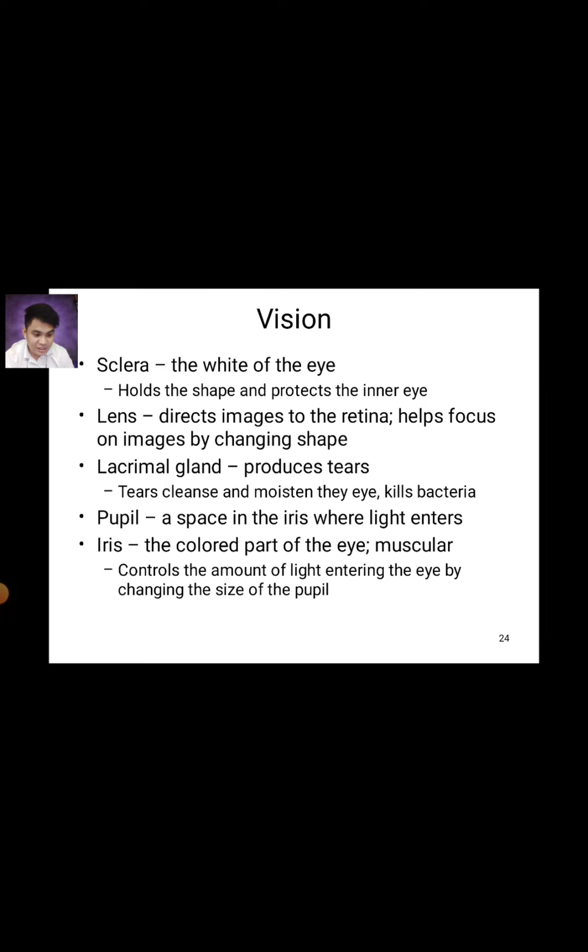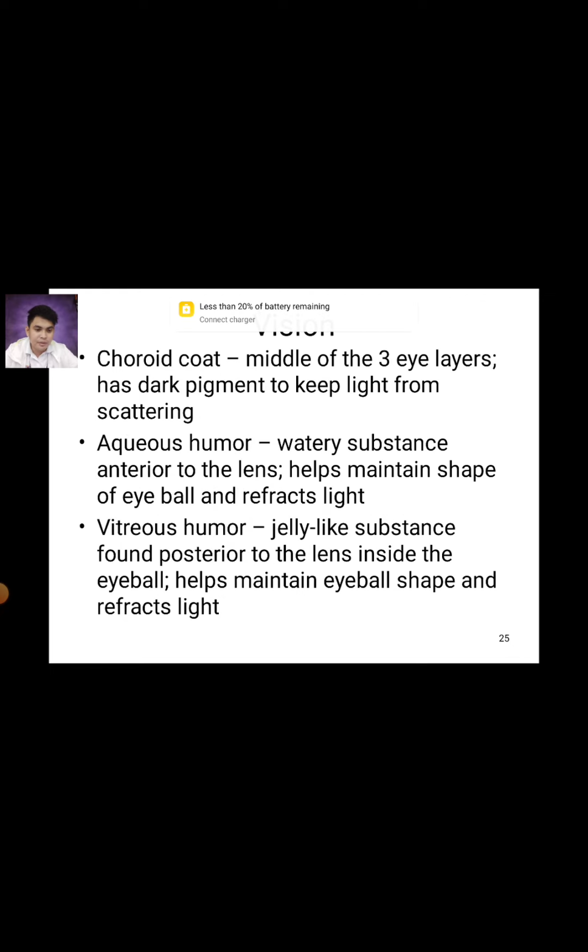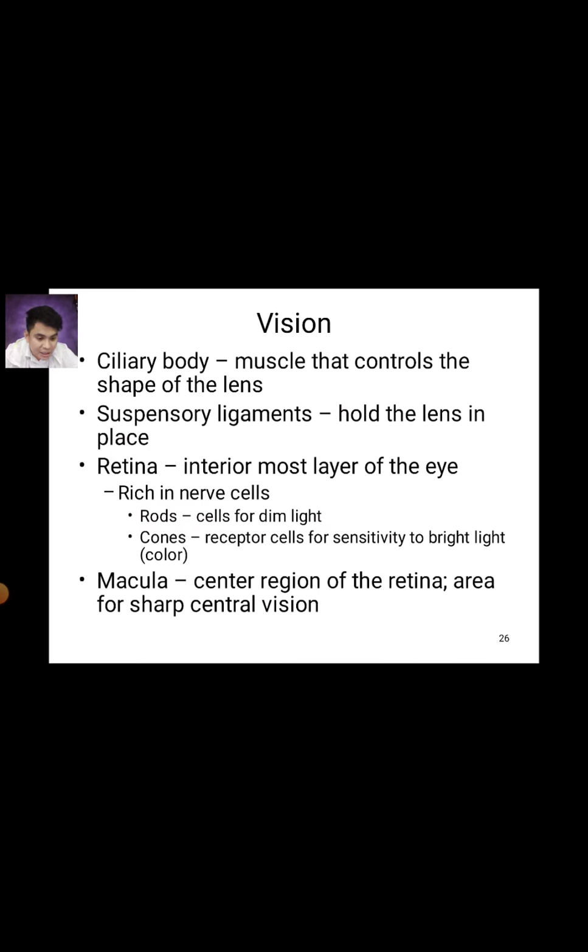Next is the pupil, a space in the iris where light enters. And the iris, the colored part of the eye, a muscular center that controls the amount of light entering the eye by changing the size of the pupil. Actually, marami pa po. Makikita natin dyan yung choroid, coat, aqueous humor, vitreous humor, and also the ciliary body.